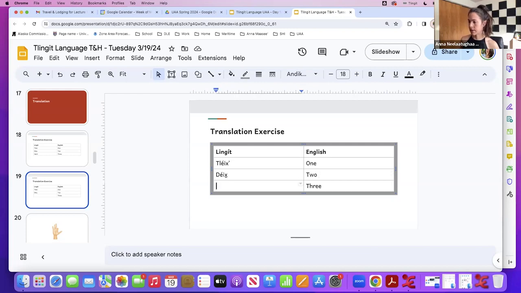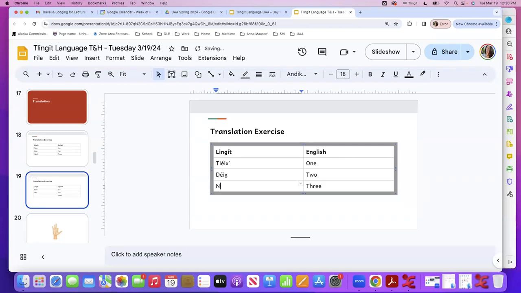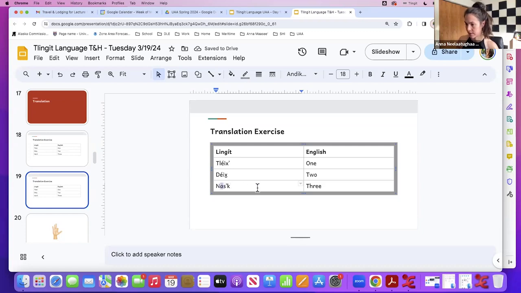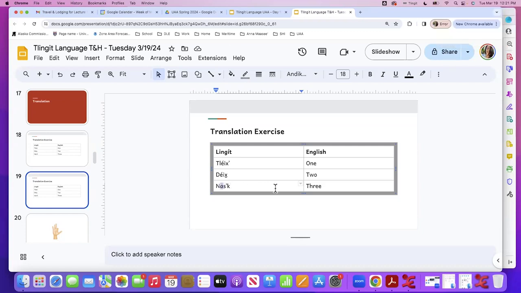Kawasa do a sak three, Lingit einach. Nask. Nusk. And how do we spell it? NAS with the apostrophe and a K. And is the A high tone or low tone? High tone. Yeah, good.